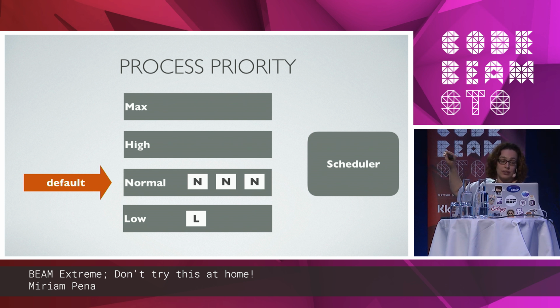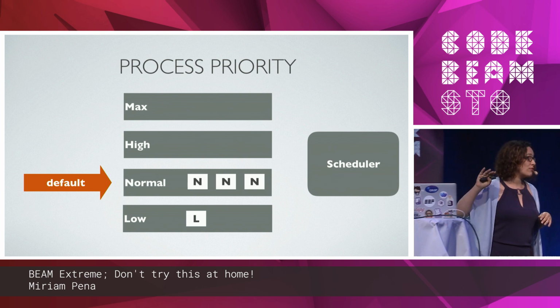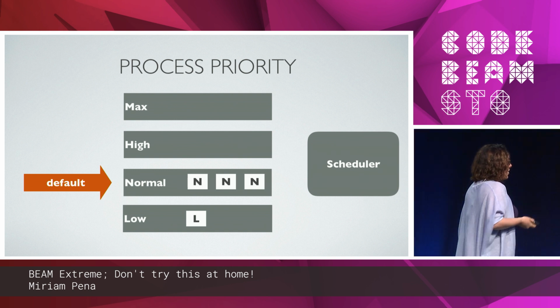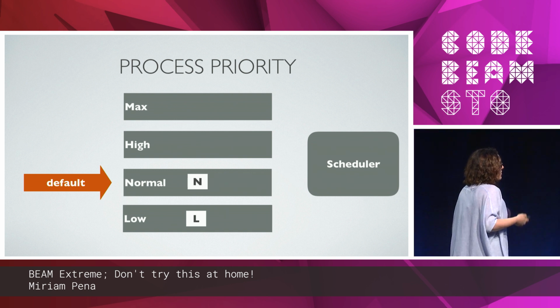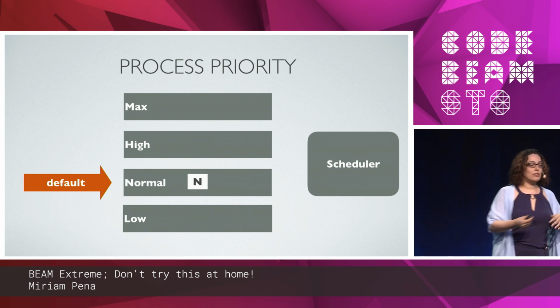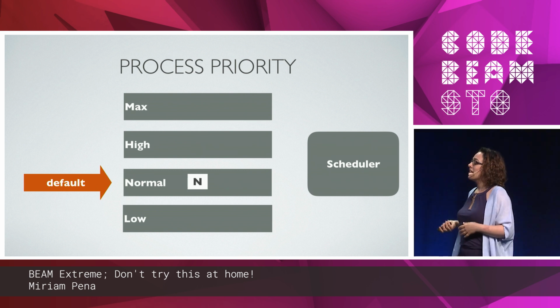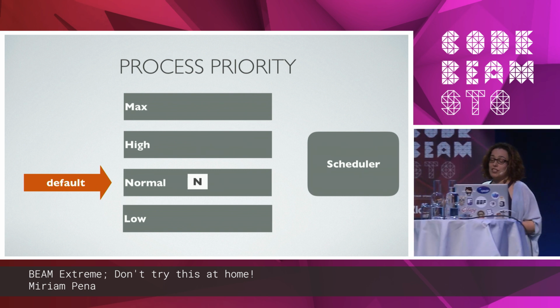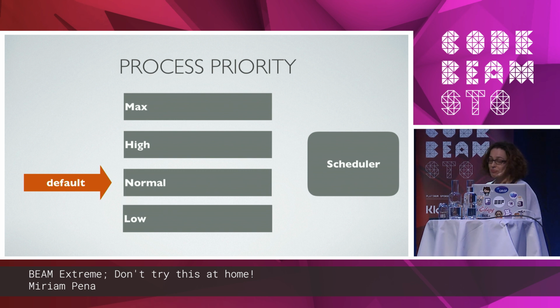And that's where it could be a starvation scenario. And that is why this is very, very dangerous. And probably you should not do it. Normal processes get scheduled combined with low. So a few normals and then a few lows and a few normals and a few lows. So that's OK. And you can also reduce the priority of your processes to low if you want to. And that's OK.